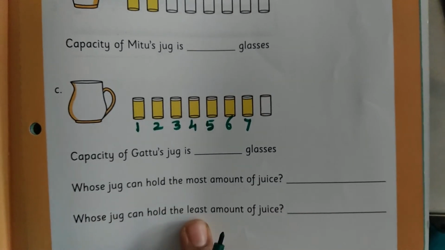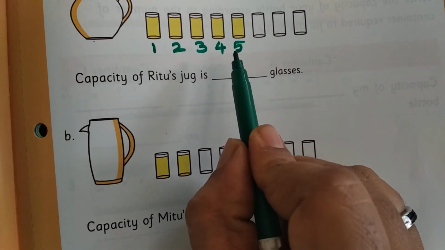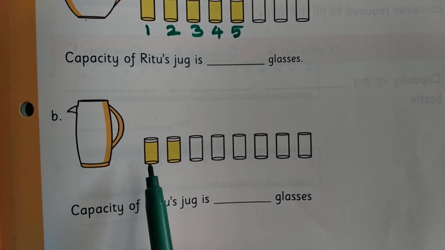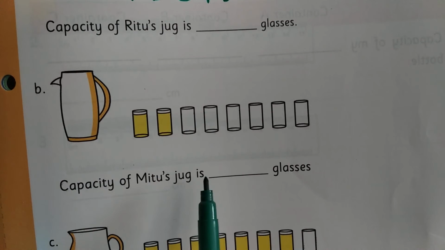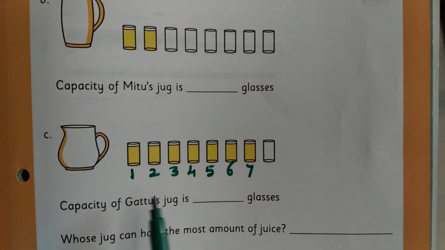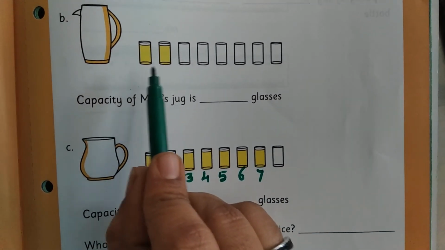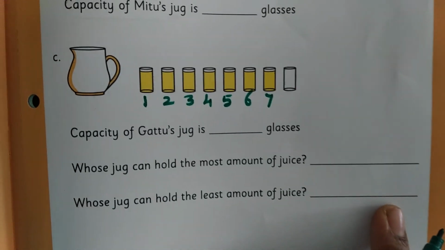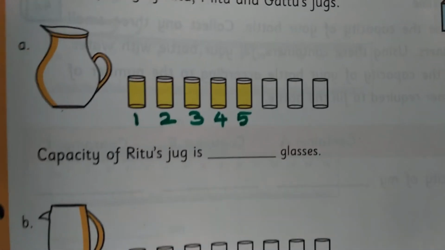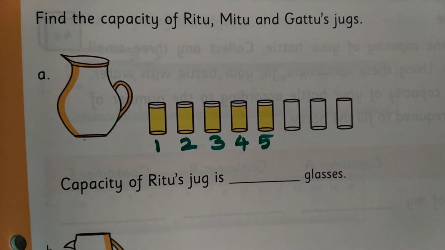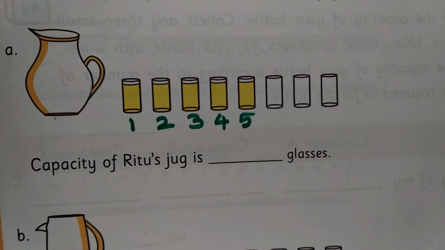And whose jug can hold the least amount of juice, Kanna? See here, least. Ritu's jug can hold only 5 glasses of juice. But Mitu's jug can hold only 2 glasses of juice. So whose jug can hold the least amount of juice? Yes, very good, Mitu's jug. So you want to write that in the dash. Complete this home fun, Kanna, and upload it in the Chrysalis home app. Okay, Kanna, bye. We can see in the next session.